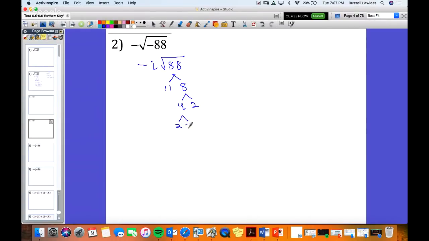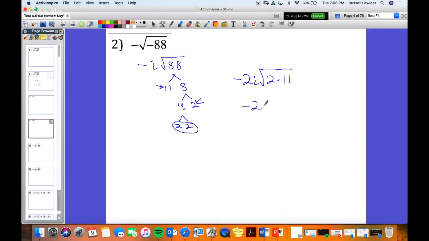Well, 4 is a perfect square. That's my group of 2. So what I'm going to do is pull out the 2 to get negative 2i. Essentially, I'm taking that group of 2, pulling it out, and then what's left behind? This 2 and that 11 is left behind.